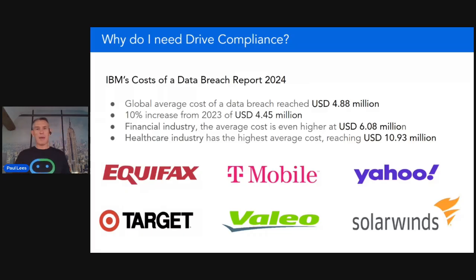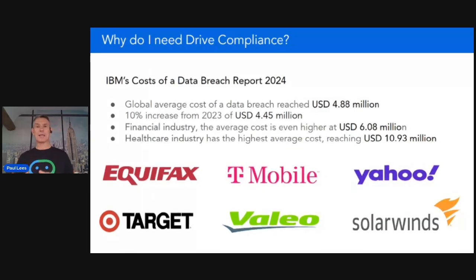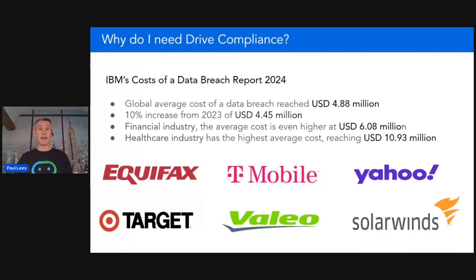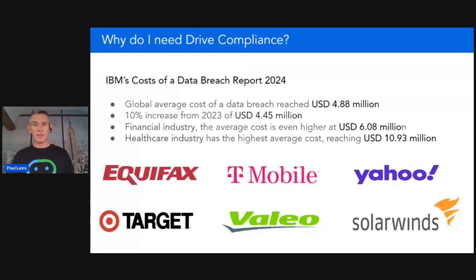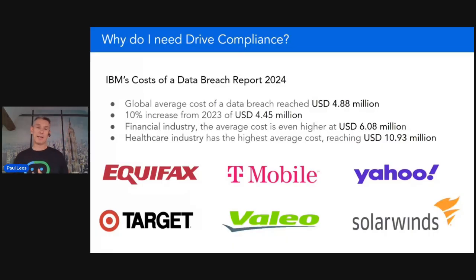The information on the screen is from a data breach report from last year by IBM. And IBM discovered that last year alone, the average cost of a data breach was 4.8 million US dollars. Now that was the average price, and that was an increase of 10% on the previous year. Now different industries, different sectors can have a higher average cost. Financial industry, as you'd expect, just over 6 million US dollars, and healthcare is the highest with an average cost reaching over 10 million US dollars.